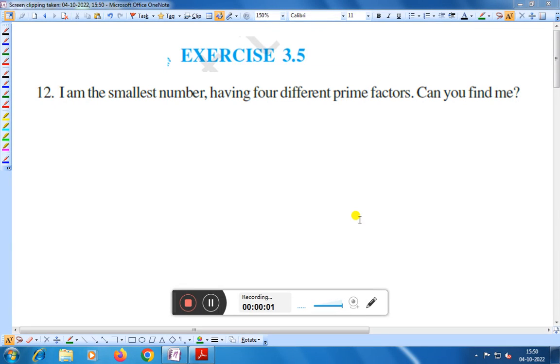Hello friends, today we shall discuss exercise 3.5 question number 12. I am the smallest number having 4 different prime factors. Can you find me? Let us solve this problem. It is the smallest number, right? And having 4 different prime factors.